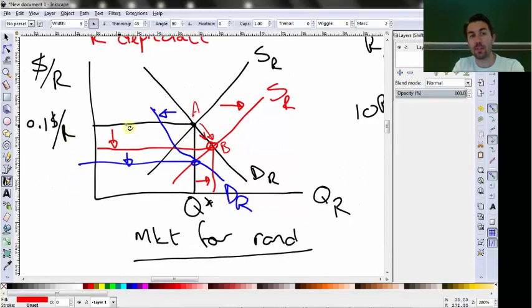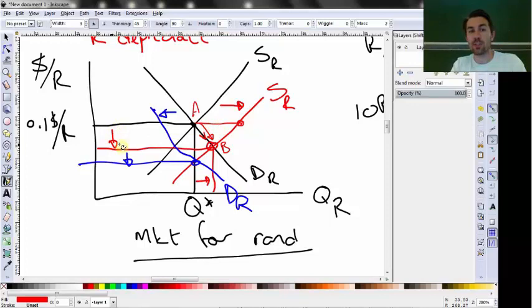As the rand depreciates because of that increase in supply of rands, the increase in the supply of rands causes the rand to start depreciating, right? In other words, what happens? Look here. At the initial interest rate, we've got equilibrium A, and there's an increase in supply. The quantity of rands supplied is greater than the quantity of rands demanded. Why? Because now South Africans want to buy US financial instruments, exactly. When the quantity supplied is greater than the quantity demanded, there's downward pressure on prices.